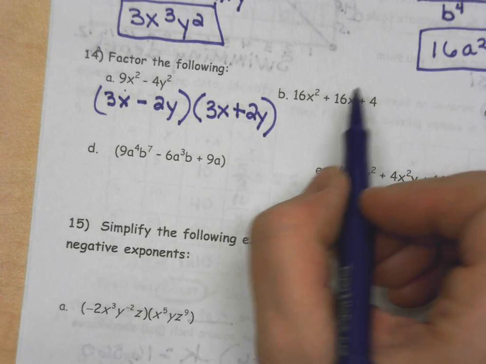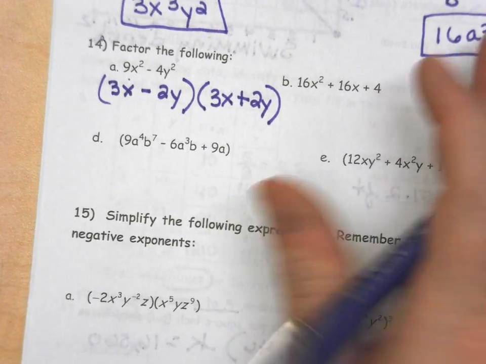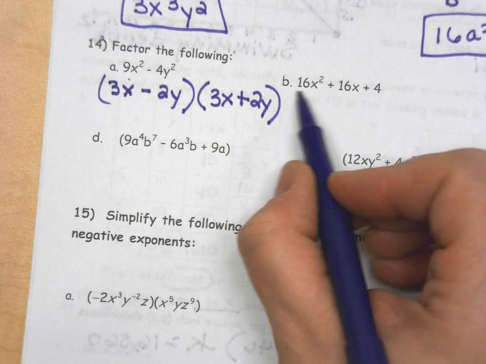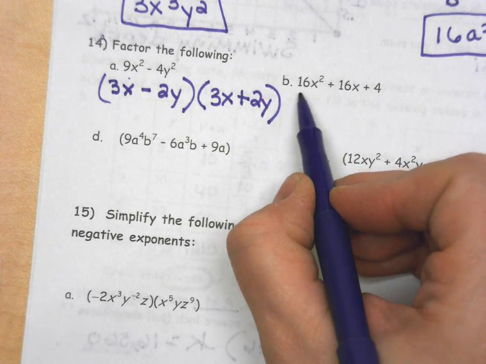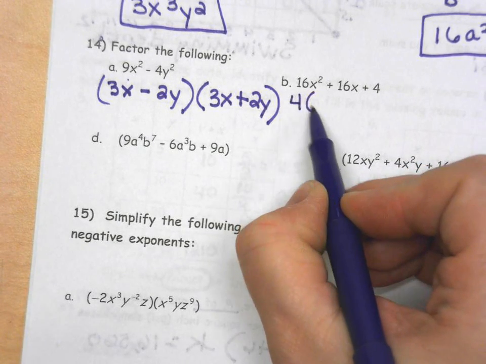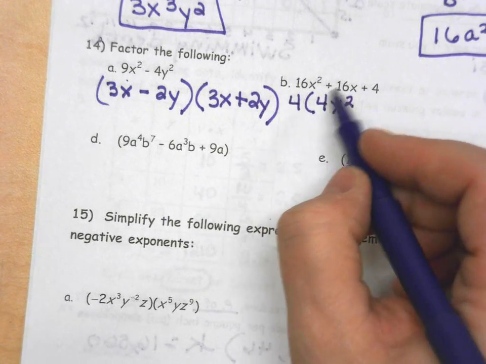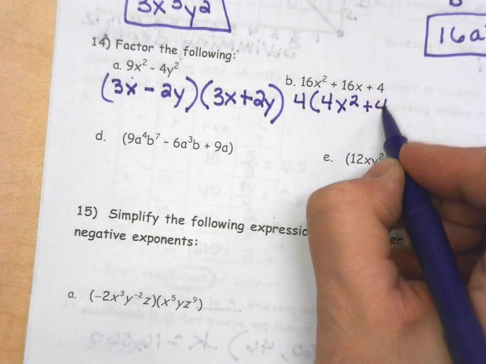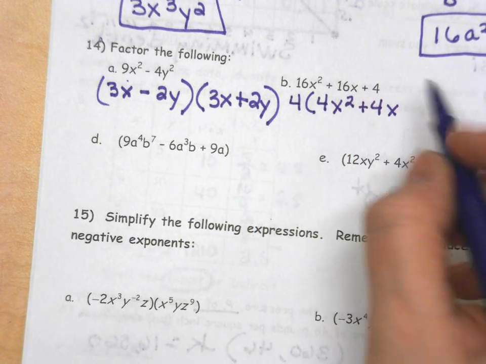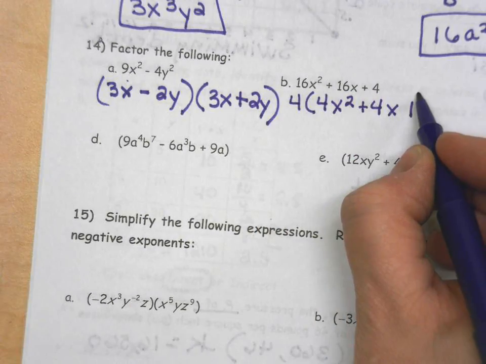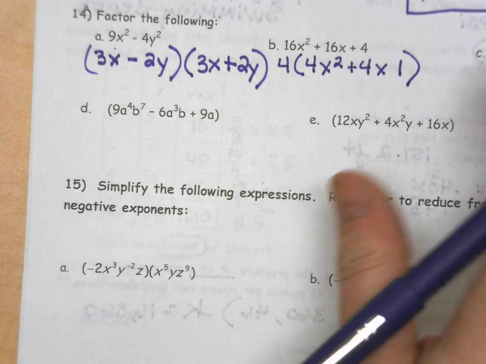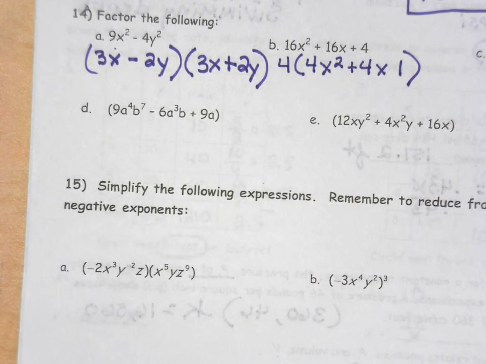Okay, this next one here, I would pull out the GCF because I can see they're both divisible by 4. So if I pull out the 4, 4 goes into 16 4 times, so that would be 4x squared. 4 goes into 16, again, 4 times, so that's 4x, and 4 goes into x 1 time. So right there I have that. Now I need to check to see if I can factor that more.